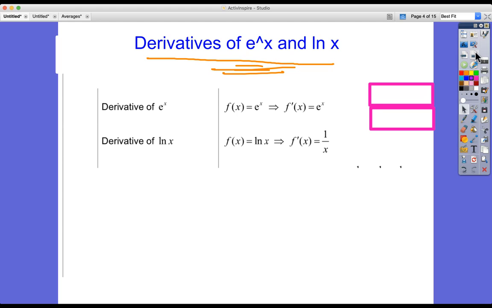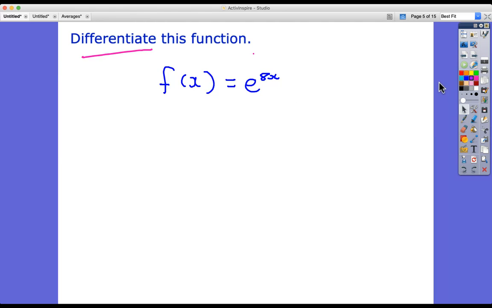Okay, so nothing really more to say, just to know those things, and we're going to go and practice now some of our differentiation rules that we've learned recently, namely the chain rule, the product rule, and the quotient rule. So let's go ahead and have a look at an example. Differentiate this function. Now we're going to ask ourselves, it's quite a complicated function. It's an e to the x, but actually the x isn't x, it's 8x. So it's a function within a function, which means that we're going to be using the chain rule for sure.